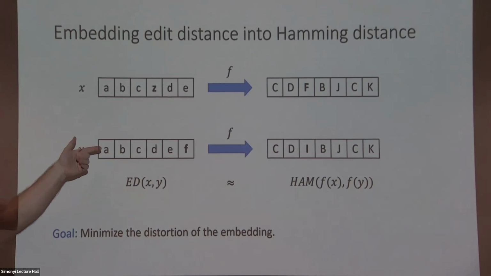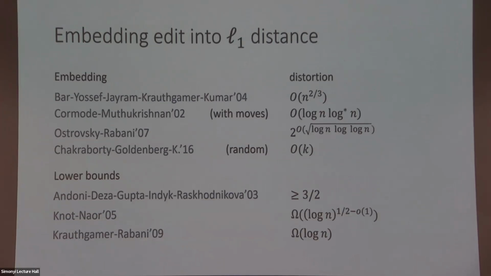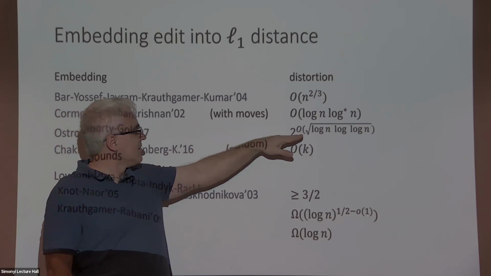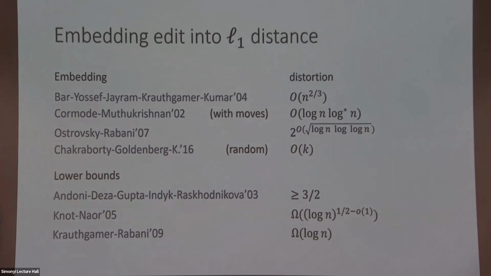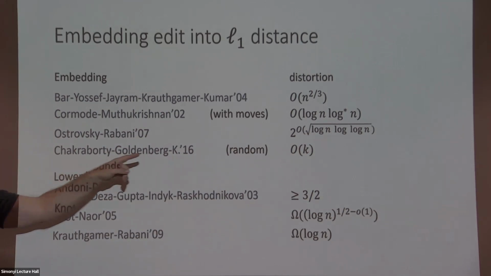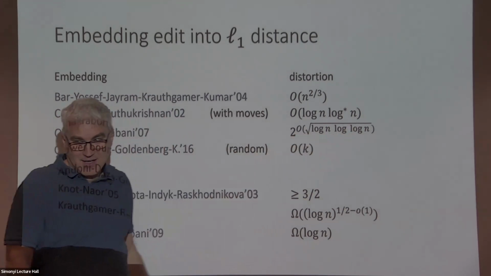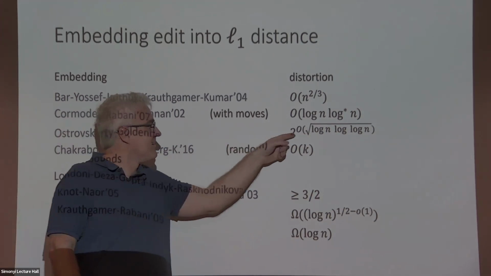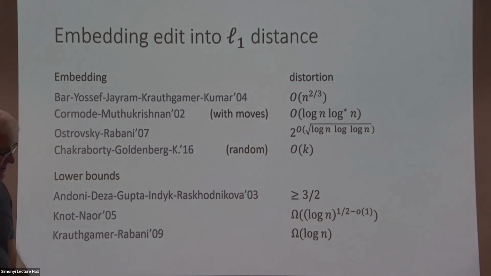So basically, you would like to translate edit distance into Hamming distance, and that seems to be a tall order. There are actually very few results on this. The best result which we know of is the Ostrovsky-Rabani result, which embeds edit distance into Hamming distance with a distortion of 2 to the square root of log n times log log n. This term, 2 to the order square root of log n, is exactly the same term which I have shown you in our embedding.